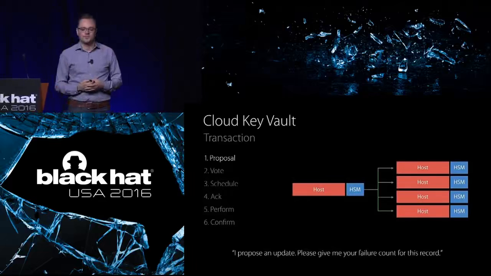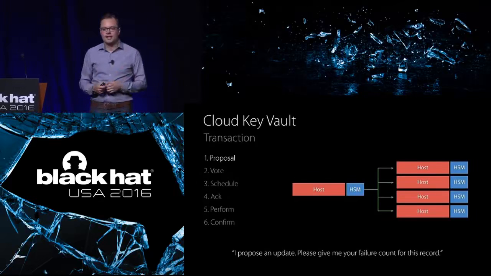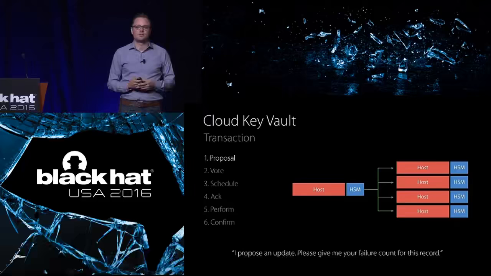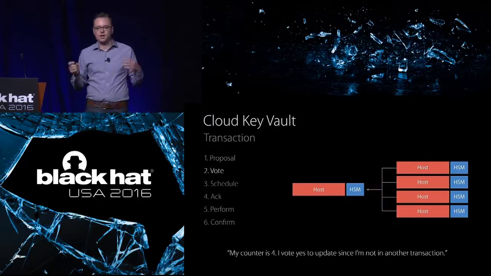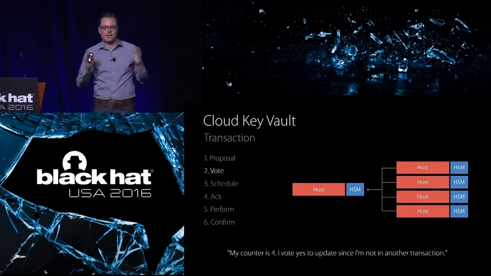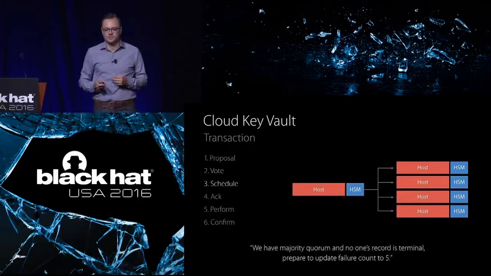So here is what an escrow transaction looks like. Effectively, one Cloud Key unit out of the club is chosen as the originator and says, "I propose an update. Please give me your failure count for a specific escrow record." The rest of the units say, "Here's my counter. I vote yes on this update because I'm not in another transaction, so I can do this."